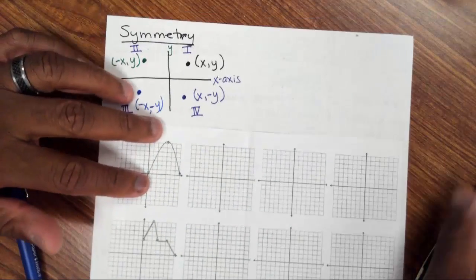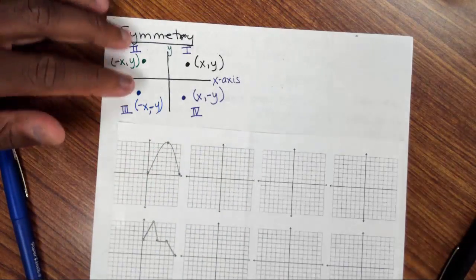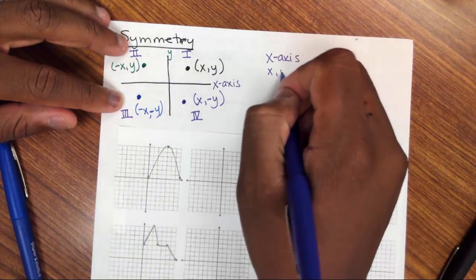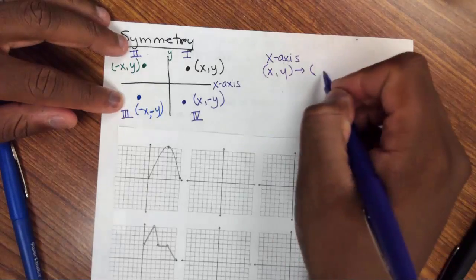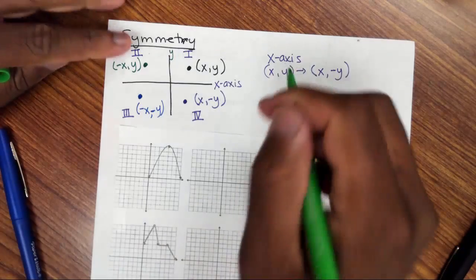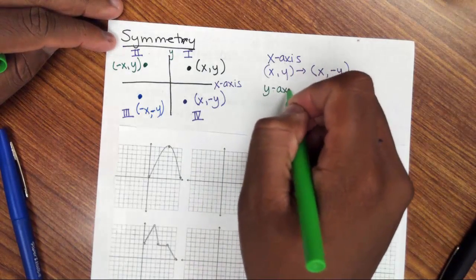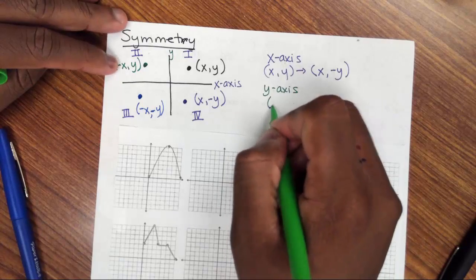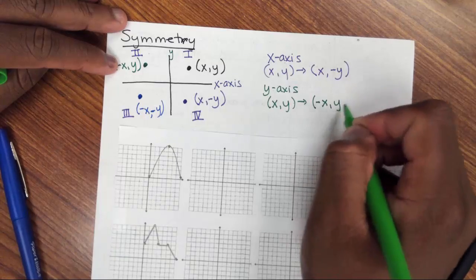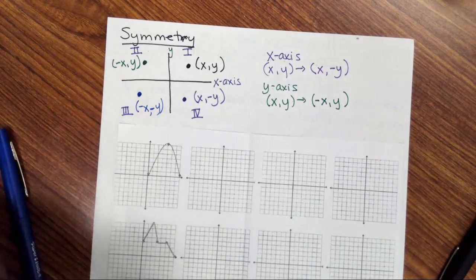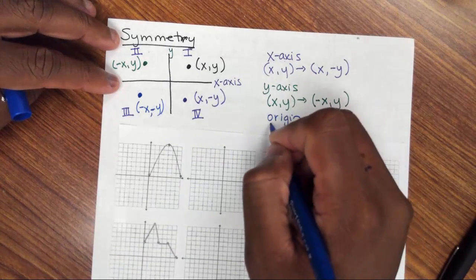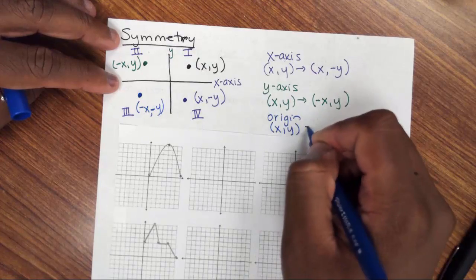So essentially what you have is this. In the x-axis symmetry, the point x, y becomes, the only thing that's going to flip now is the y value. So y values change. In y-axis symmetry, the point x, y, the thing that flips now is the x value. And in origin symmetry, the point x, y flips both the values.